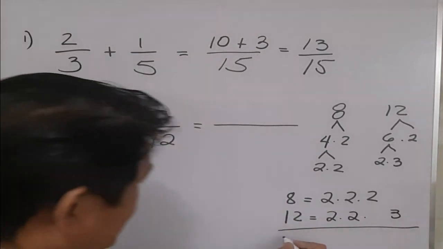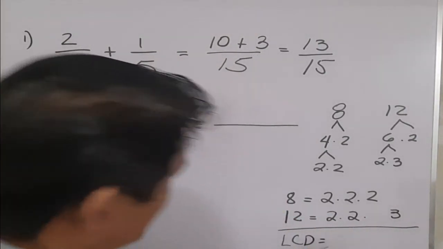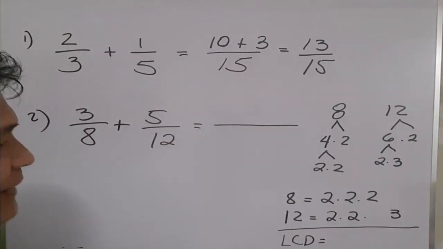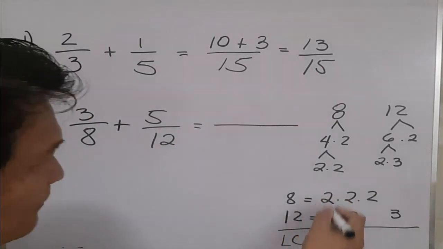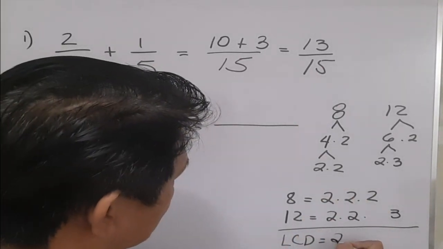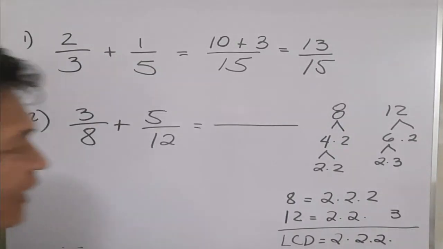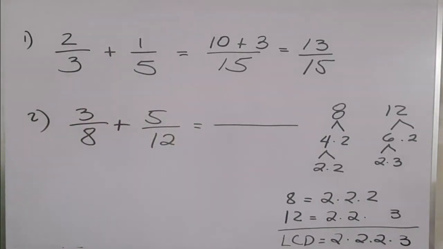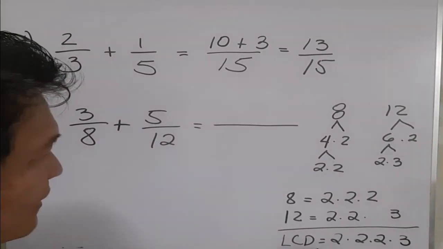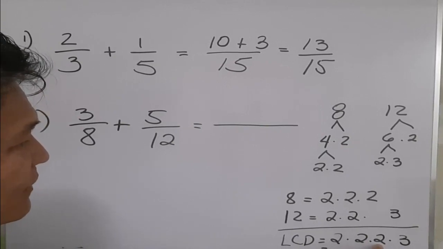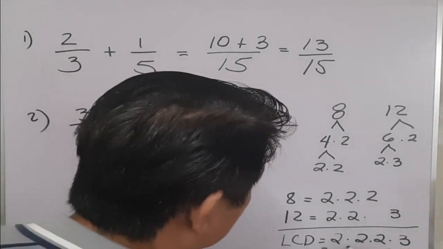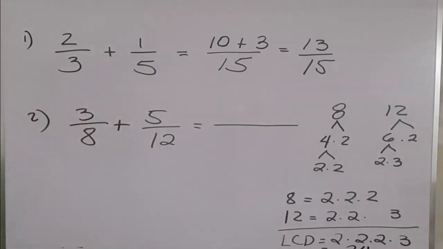Okay? So, ang LCD o LCM, ibaba natin ang numbers, at iisang number lang ang magkakapareho. So, 2 times 2 times 3. Okay? So, LCD, ilan? 2 times 2 is 4, times 2 is 8, times 3 is 24. Therefore, the LCD of 8 and 12 is 24.